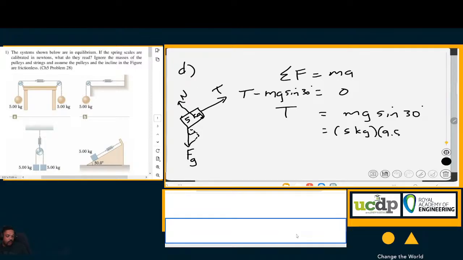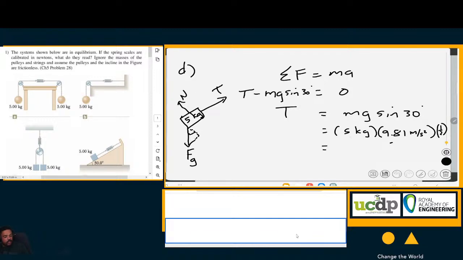G is 9.81 meters per second squared. And then the sine of 30 is a half, if I'm not mistaken. It's one half. Sine of 30 degrees is one half. Someone just needs to confirm that. But if I remember my special triangles, it's one half.